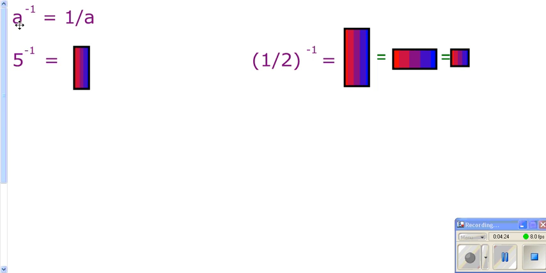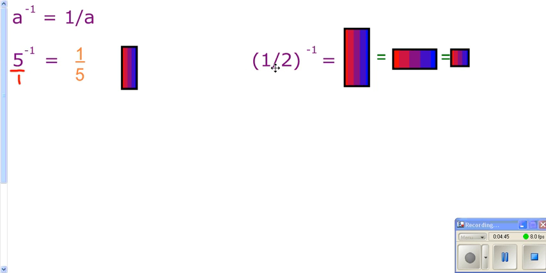When you're dealing with a negative first exponent, it really just means take the reciprocal. Remember, reciprocal means flip your fraction upside down. This is really just a 5 over 1 raised to the negative first, so it means flip your fraction upside down and you get 1/5.